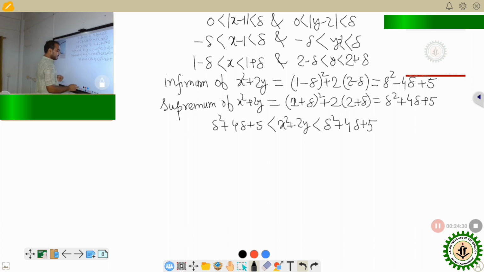It will be basically minus 4 delta for the infimum value. Now take minus 5 from both sides of the inequality, and you will get delta square minus 4 delta less than x square plus 2y minus 5, which is less than delta square plus 4 delta.